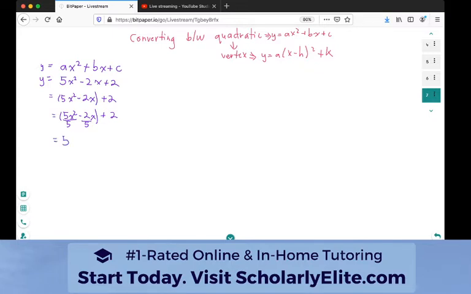The A term has been factored out, so it's now in the front of the brackets. I no longer have anything in front of x squared, so it's just going to be that. And then here, I have minus 2 over 5x.